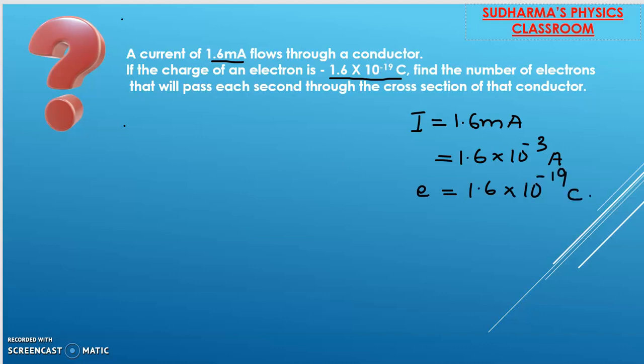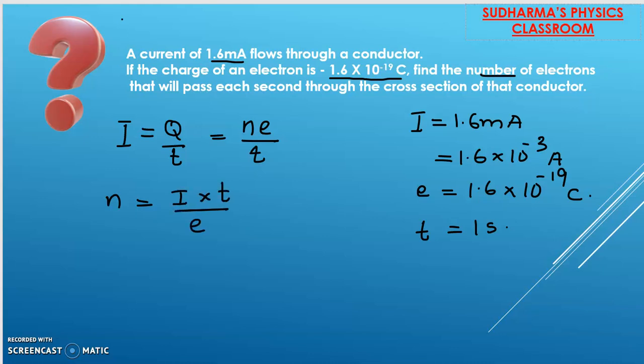So what do we have to find out now? Find the number of electrons that will pass each second. That means time t is given as 1 second. So we have to find the number of electrons. Again, we can use the same equation, I is equal to Q by t. Q is not given, so we have to find it as n e divided by t. So what is to be calculated? The number of electrons. n equals I multiplied by t divided by e.